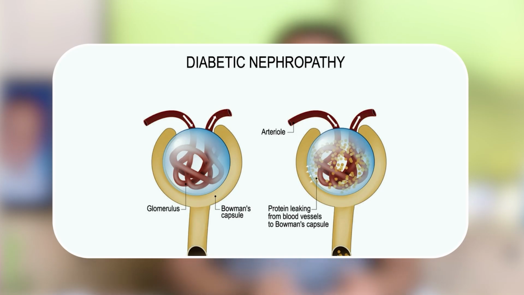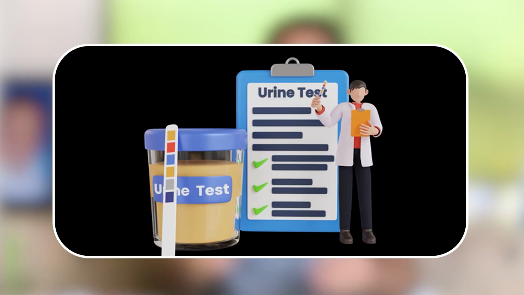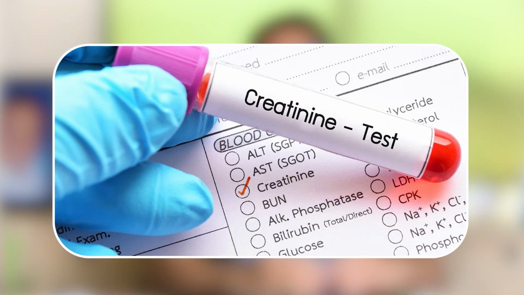Second is diabetic nephropathy. Again, on the day of diagnosis, everyone should get tested for it. What is nephropathy? It is kidney-related, diabetic kidney disease. There is a urine test and a creatinine test, which we normally do on day one, and then yearly, or every 2 years, depending on whether the patient is normal.